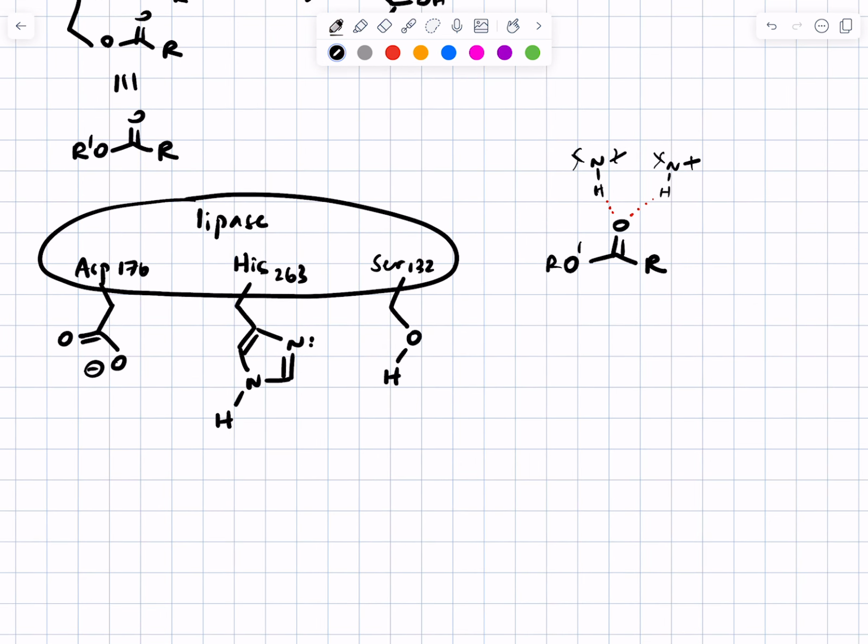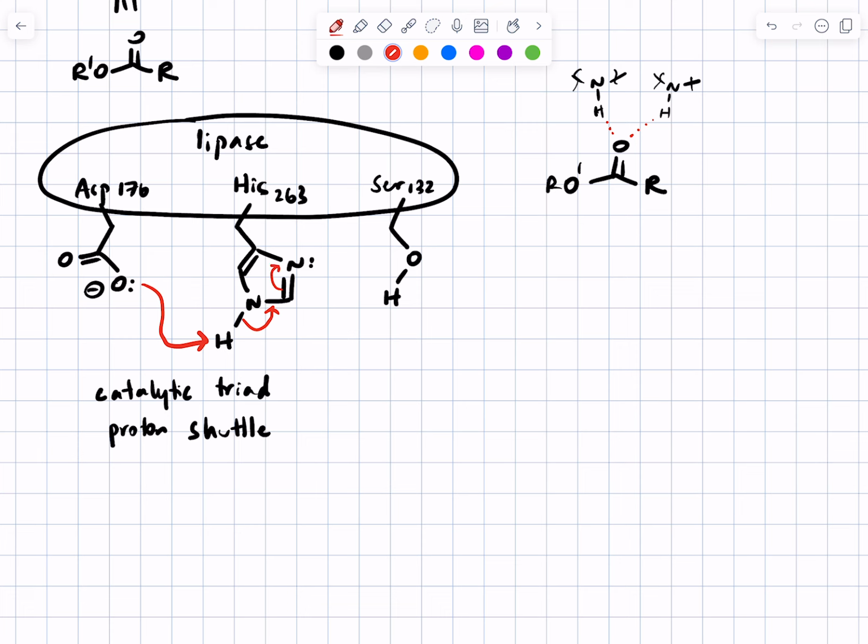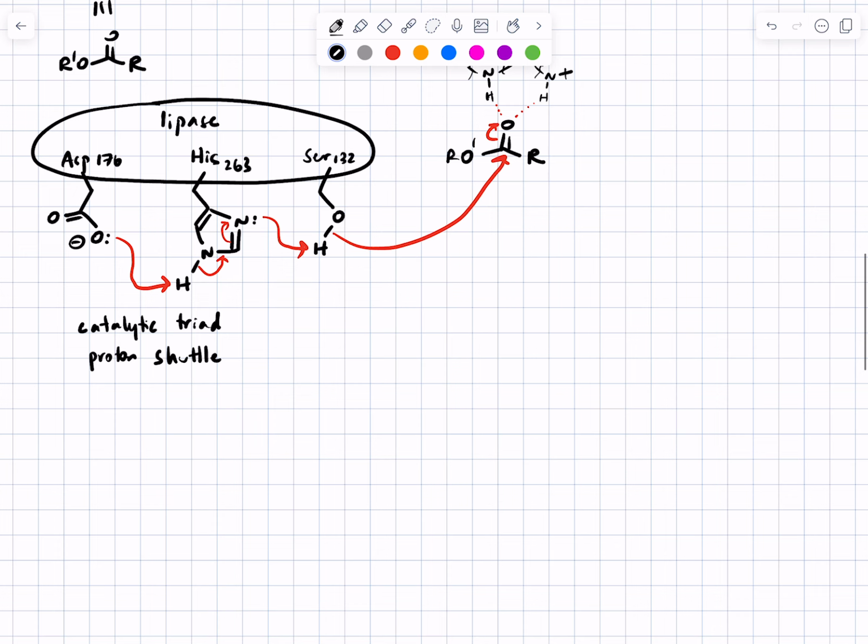This group of 3 amino acids in the active site is called the catalytic triad, and its purpose is proton transfer. And so you're going to see some people refer to this as proton shuttling. You're going to see that the aspartic acid removes a proton from histidine so that histidine can remove a proton from serine, so that serine becomes nucleophilic enough to attack the carbonyl carbon to give us a tetrahedral intermediate. All right?